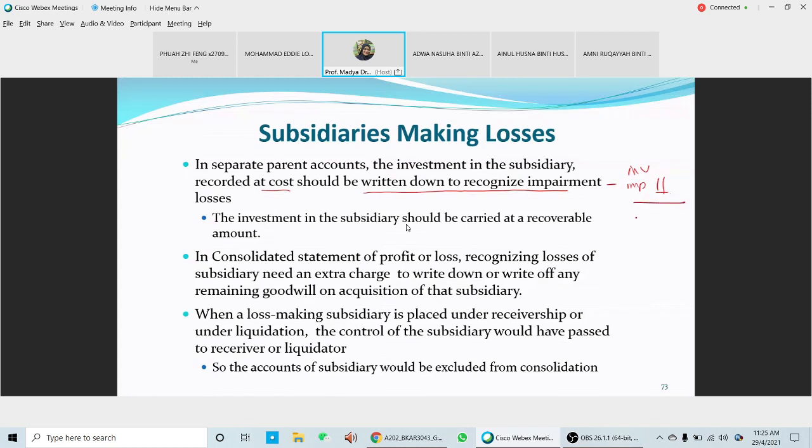So we're going to have the new carrying amount. The investment in the subsidiary should be carried at the recoverable amount. So the recoverable amount here is your new carrying amount. In the consolidated statement of profit or loss, recognizing the loss of the subsidiary needs an extra charge to write down or write off any remaining goodwill at the acquisition of the subsidiary. So for any impairment loss, you need to credit goodwill.